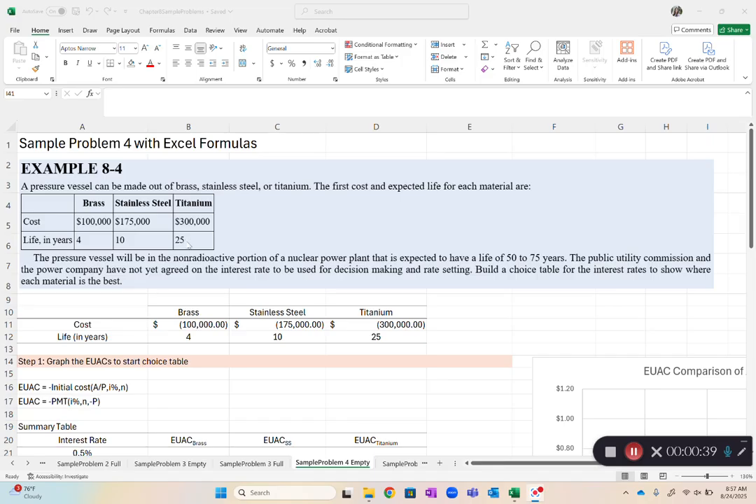Okay, the pressure vessel will be in the non-radioactive portion of a nuclear power plant that is expected to have a life of 50 to 75 years. So meaning for any of these options, I'm going to have to replace it. The Public Utility Commission and the power company have not yet agreed on the interest rate to be used for decision making and rate setting. Build a choice table for the interest rates to show where each material is best.